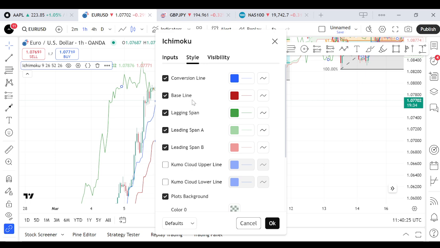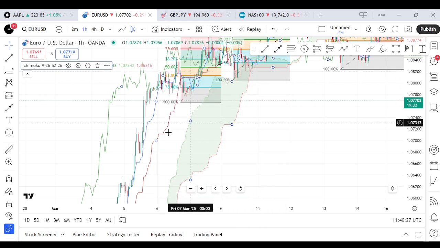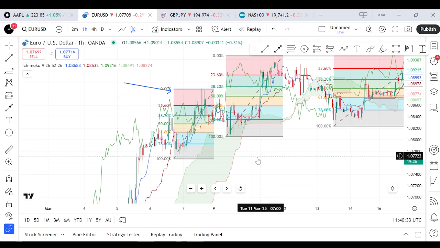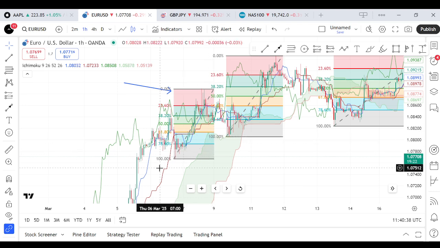The blue line, which is the conversion line, should be above the red line, which is the baseline, and this signals that we are in a bullish trend. So this should be in line. The 50% and the 30% should be in line with these two lines.